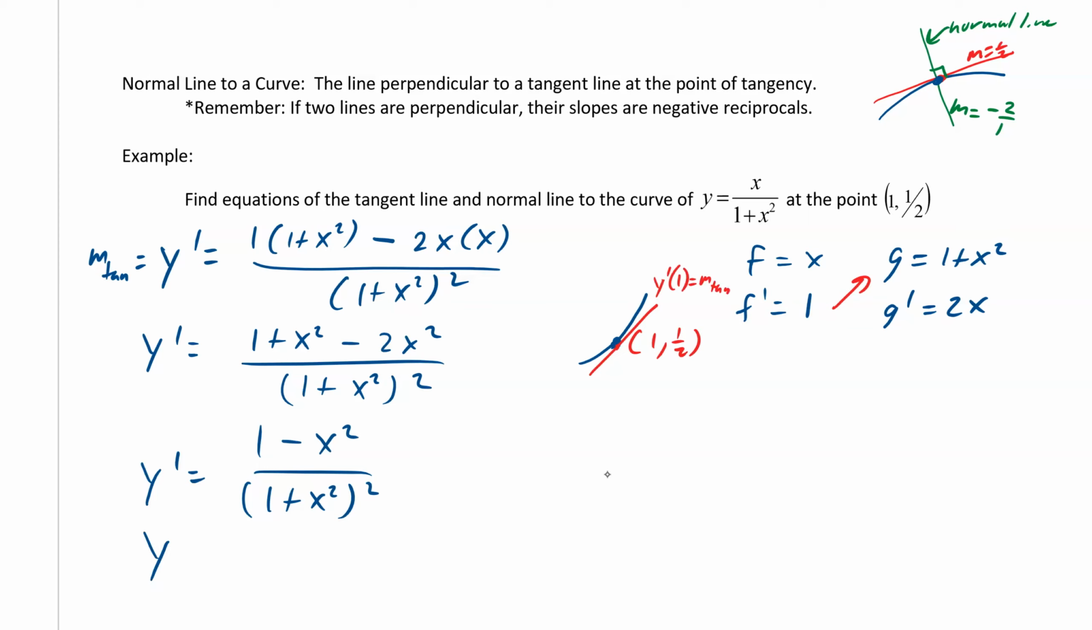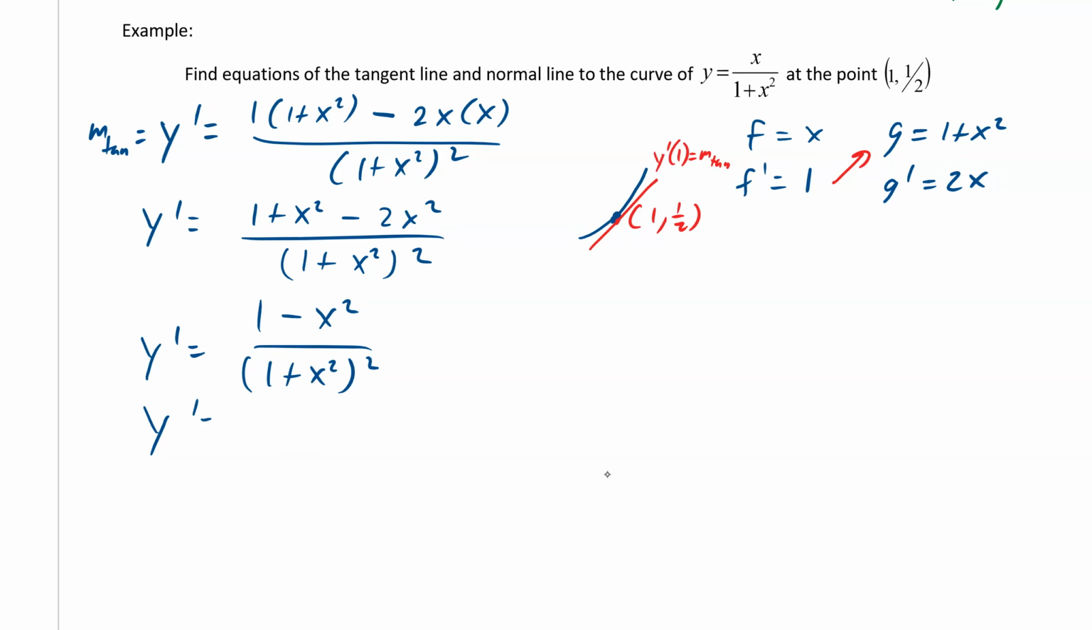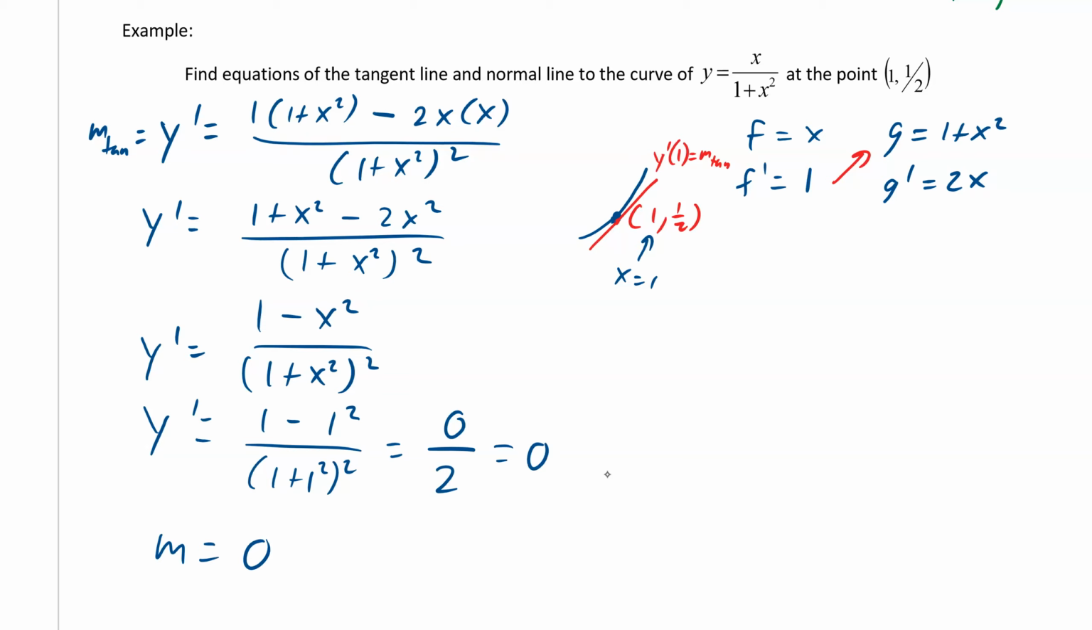So now we take this and we plug in our 1. I'm just plugging in the x coordinate. That's it right here. That's our x. x is equal to 1. And we end up with 1 minus 1, which is 0, over 1 plus 1, which is 2. And so it's 0. The slope is 0. Forgot the squared, so it'd be 4, but it's still 0.